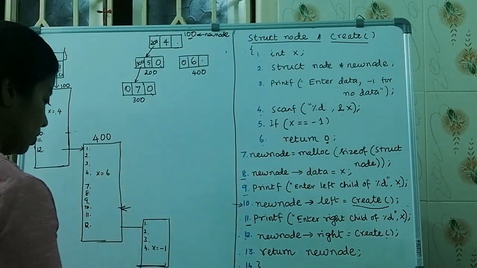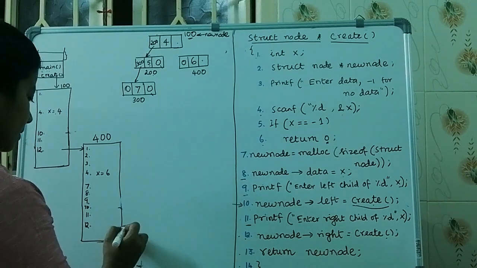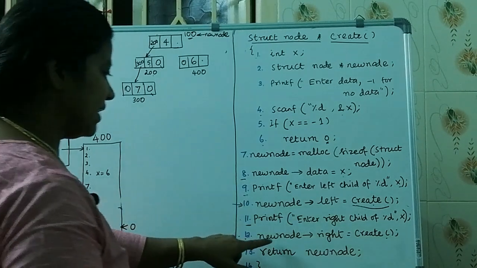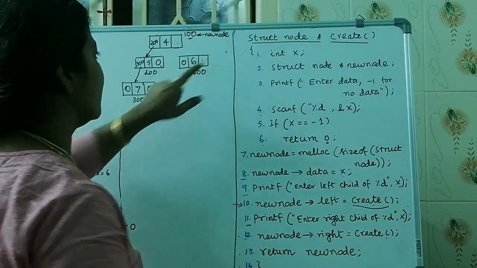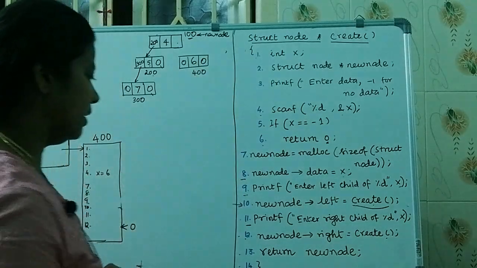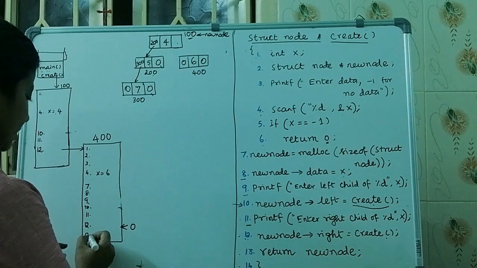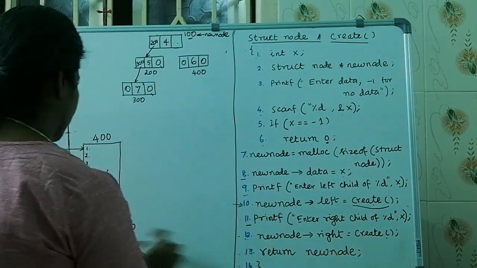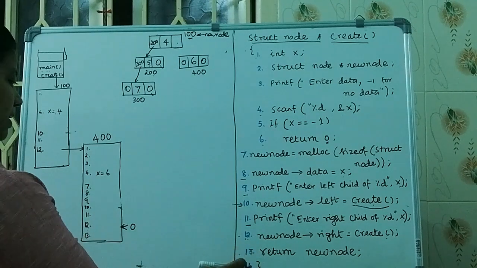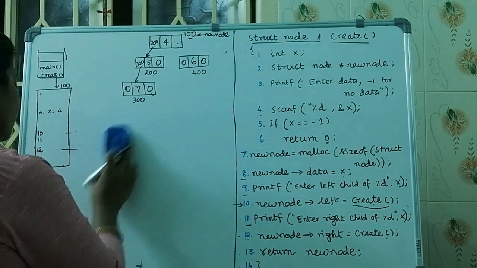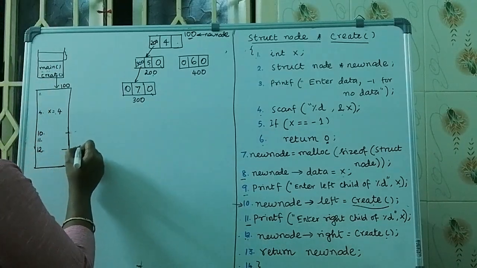It will return 0. Where will it return 0? To line number 12 now. So it will assign new node of right equal to 0. What is new node? New node is 400, so 400 right equal to 0. Fine. Now statement 12 is executed, and then 13, return new node. The last statement, the new node is nothing but 400. So 400 gets returned, and then the curly brace. Where does 400 get returned? To line number 14.